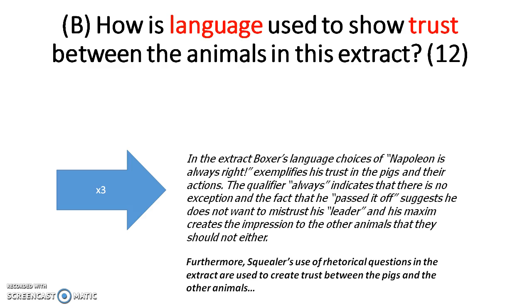Furthermore, Squealer's use of rhetorical questions in the extract are used to create trust between the pig and the other animals. I would now spend 5 minutes continuing that analysis about the language used in that part of the novel.